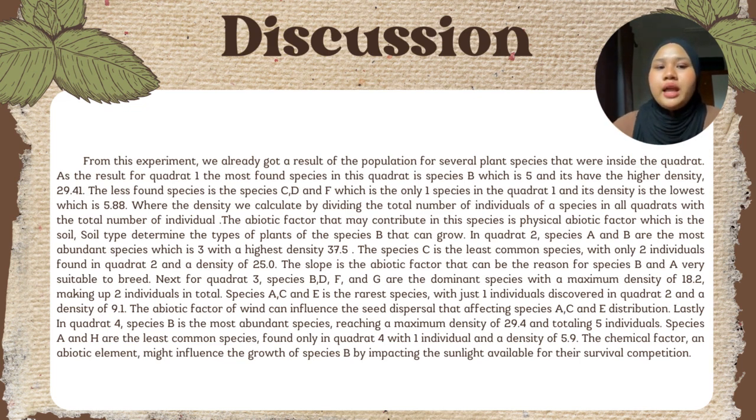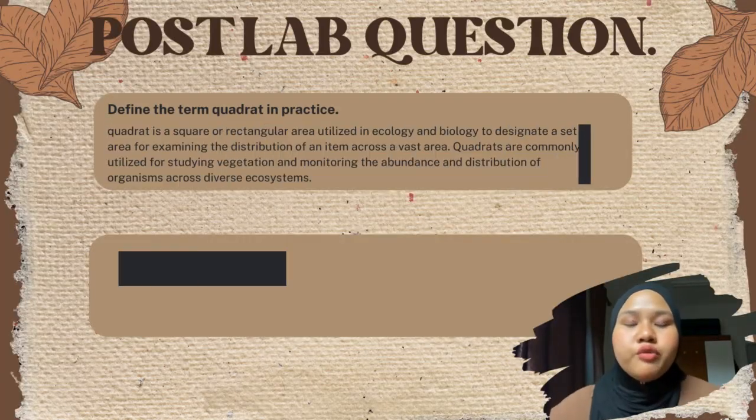The chemical factor, an abiotic element, might influence the growth of species B by impacting the sunlight available to their survival. Now for the post-lab questions.